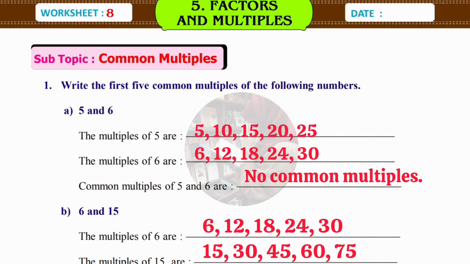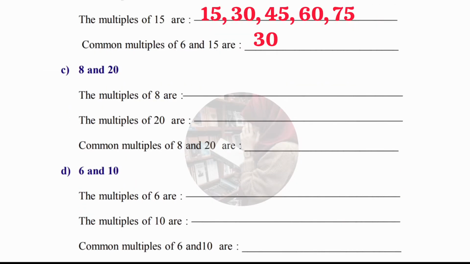Now we have to check the multiples of both the numbers. Did you find any common multiple among these two numbers 6 and 15? If you see carefully, you will observe only one number, which is 30. So 30 is the common multiple. So write it down: common multiples of 6 and 15 are only one, which is 30. Only 30 is the common multiple.